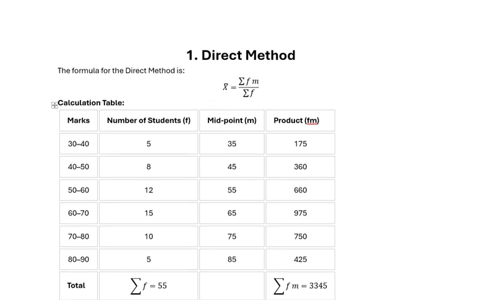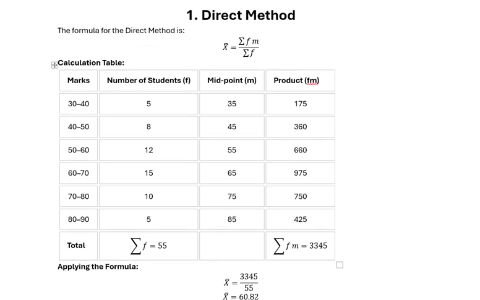Let us come ahead with the first method of calculation, that is the direct method. For calculation of the direct method, the formula which we are going to use is mean is equal to sigma fm divided by sigma f. M means mid value, f means frequency, and x bar means the mean. Now, how are we going to do the calculation? So the table we have to copy paste. Similarly, everything will be copy pasted here. Marks are already given in the question, and the number of students is also mentioned in the question.